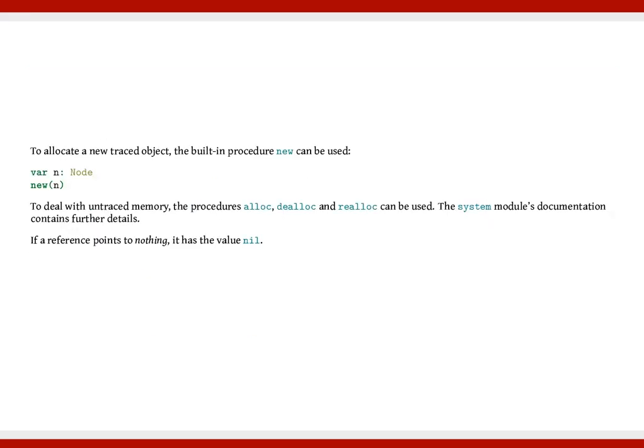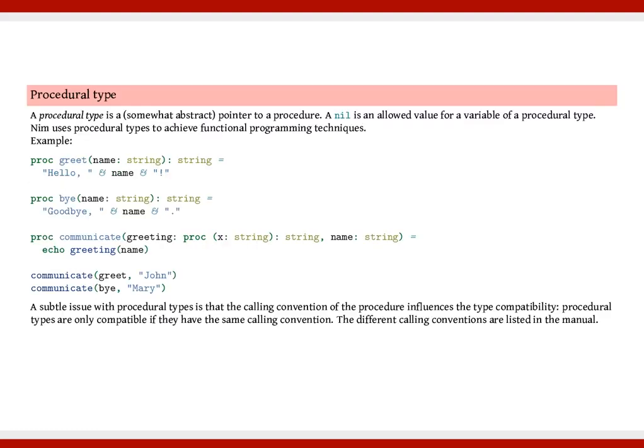To allocate a new traced object, the built-in procedure new can be used. var n: Node. new(n). To deal with untraced memory, the procedures alloc, dealloc and realloc can be used. The system module's documentation contains further details. If a reference points to nothing, it has the value nil. Procedural type. A procedural type is a, somewhat abstract, pointer to a procedure.